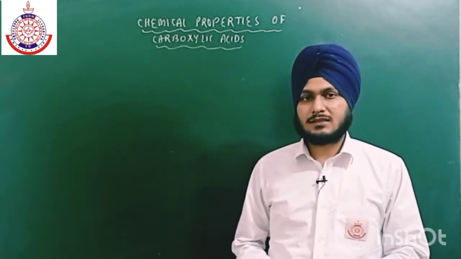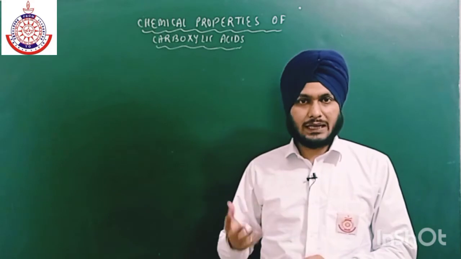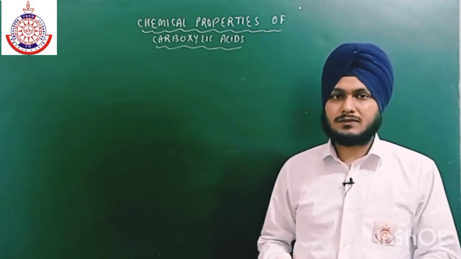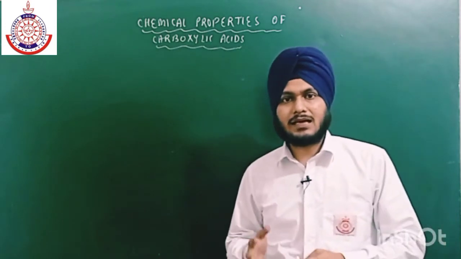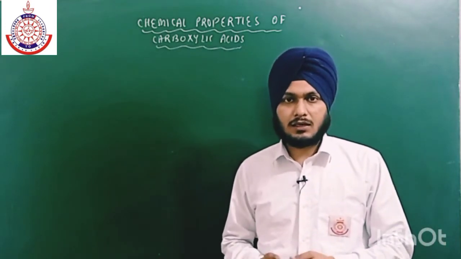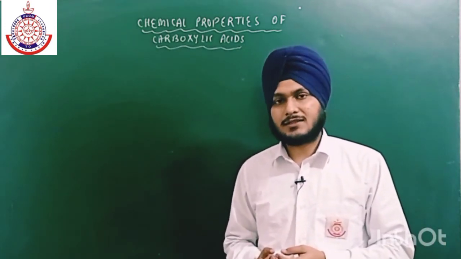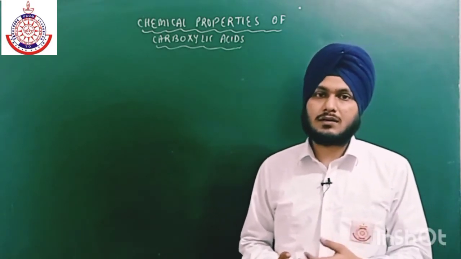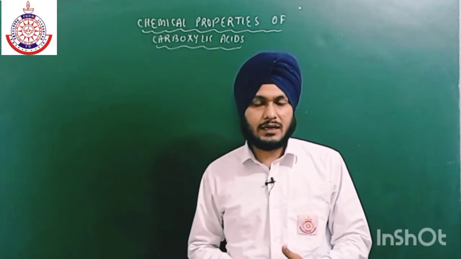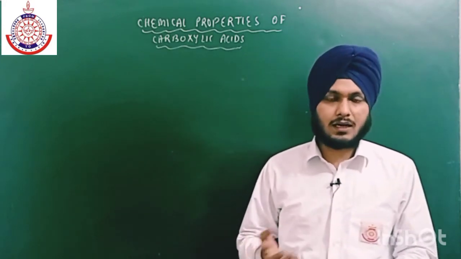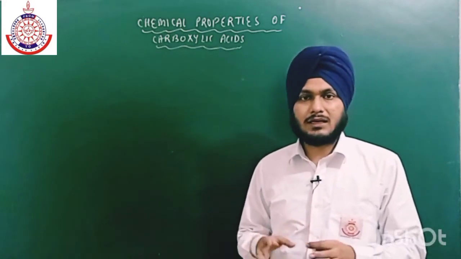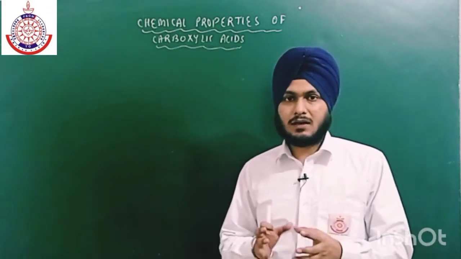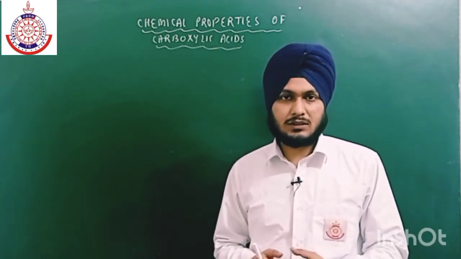So, in the last class, we were discussing the chemical properties of carboxylic acid. We discussed the acidic nature, reaction with metals, reaction with bases, and reaction with sodium carbonate, and how we can prepare anhydride, acid chloride, and amides from carboxylic acid. In those reactions, the carbonyl group cannot take part.